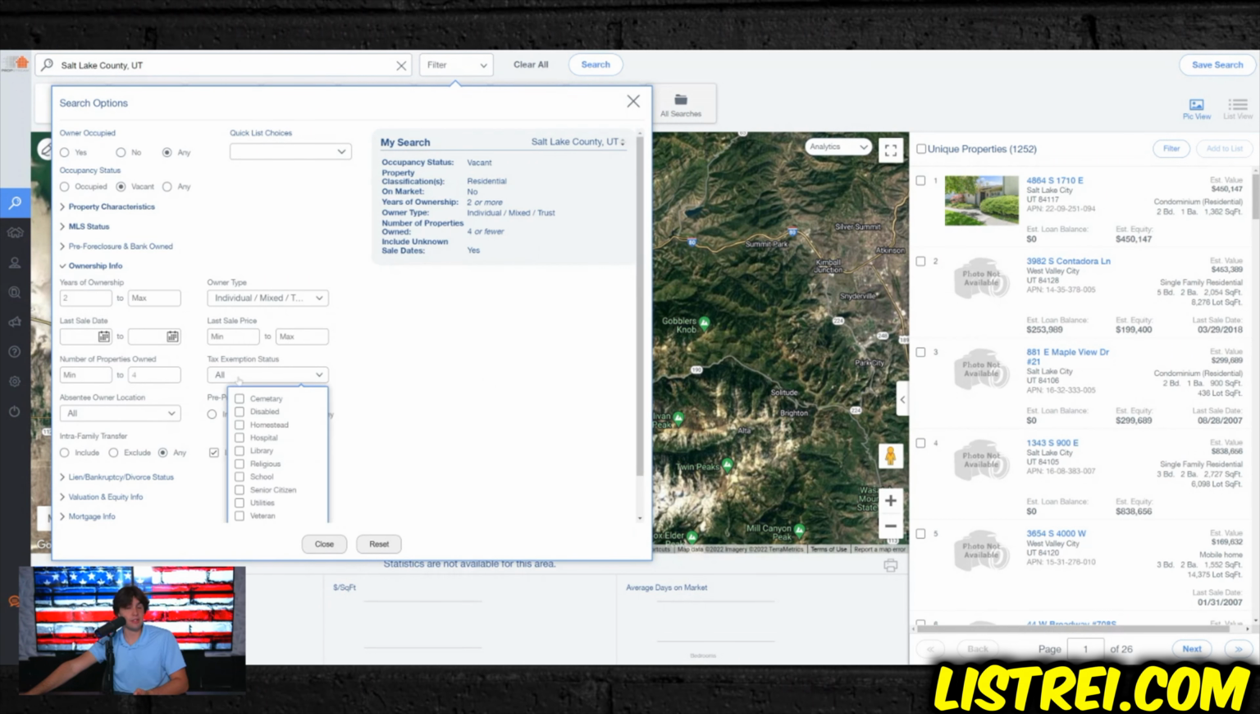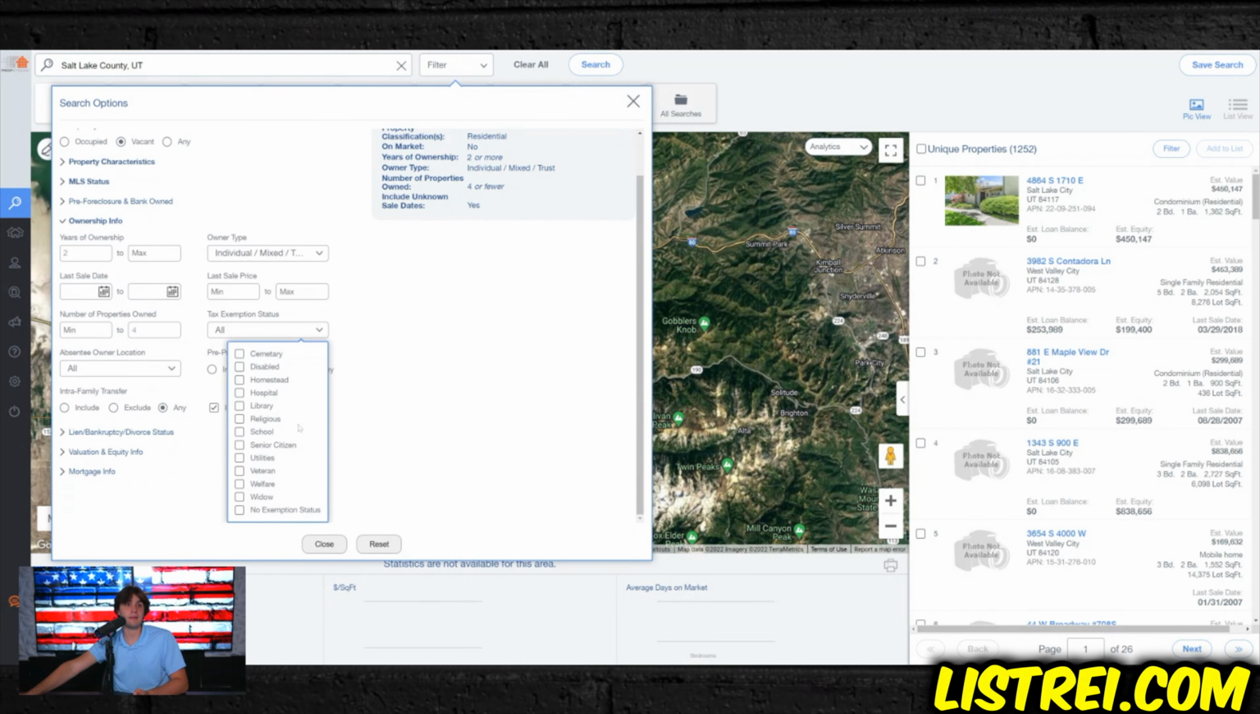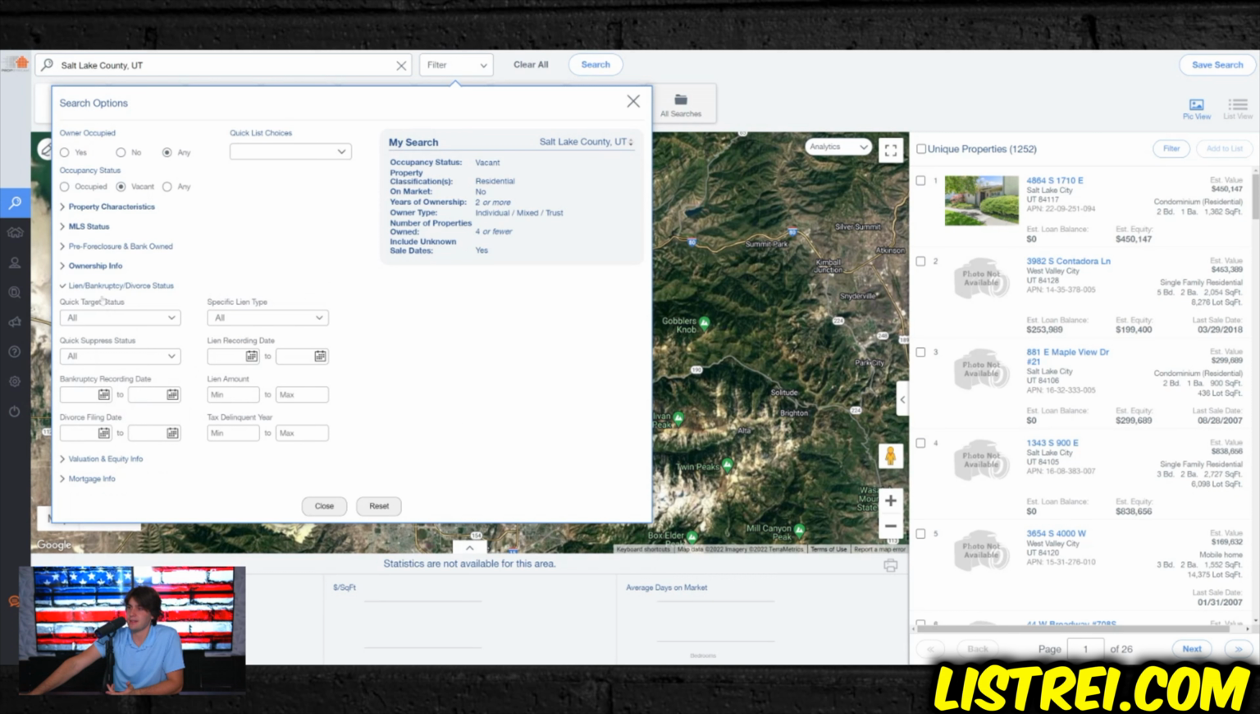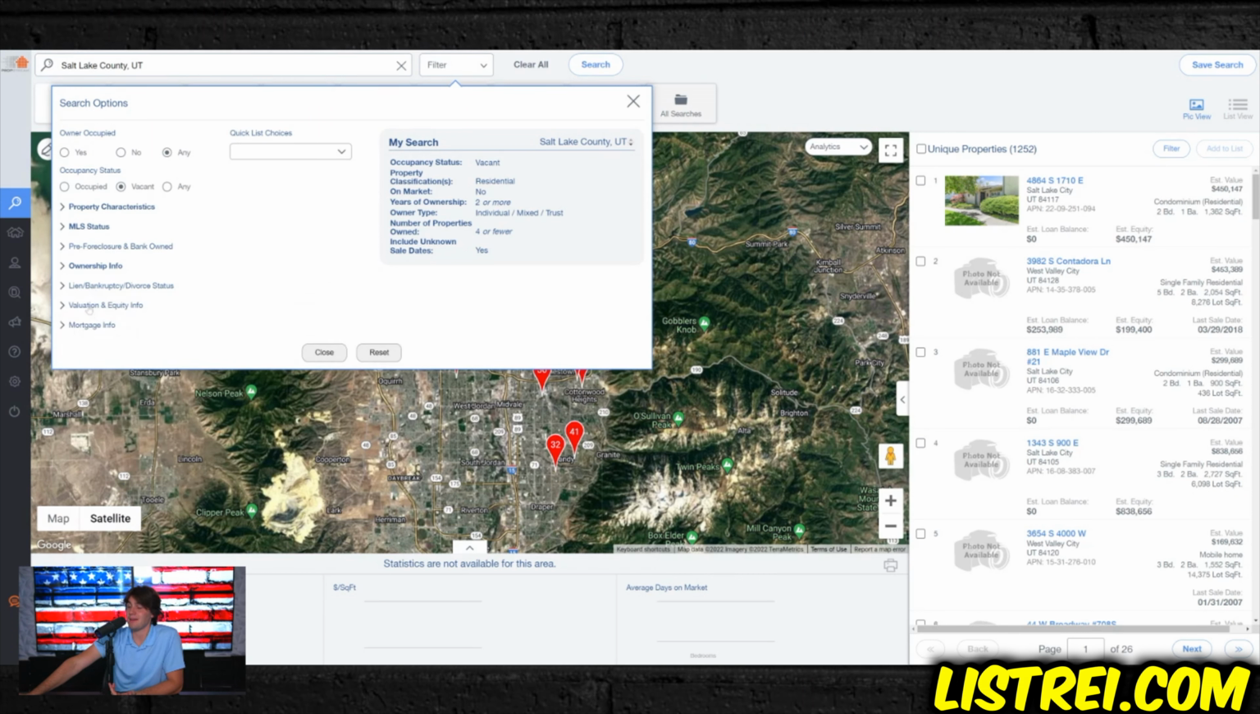Now, here's another interesting part. I can go after properties that have exempt statuses like veterans, welfare, widow, or no exempt status. I don't like touching those too much. I don't like going after disabled sellers. I don't really see the point in that, so it makes no sense to me. What I can tell you is I like to leave at least 2 years ownership on there. Then lien and bankruptcy status: I don't care if there's a lien on it. It might make it better.